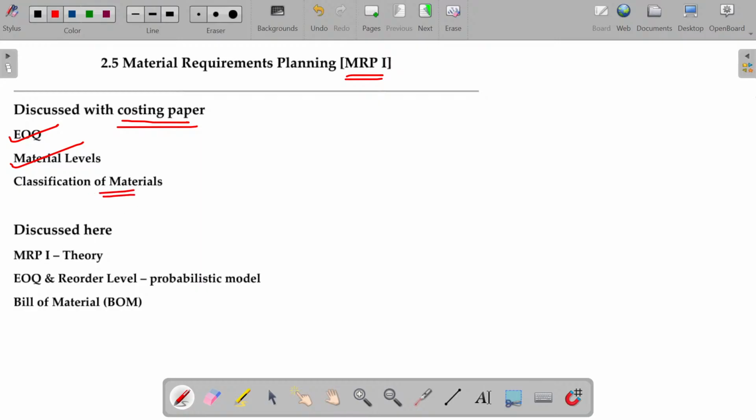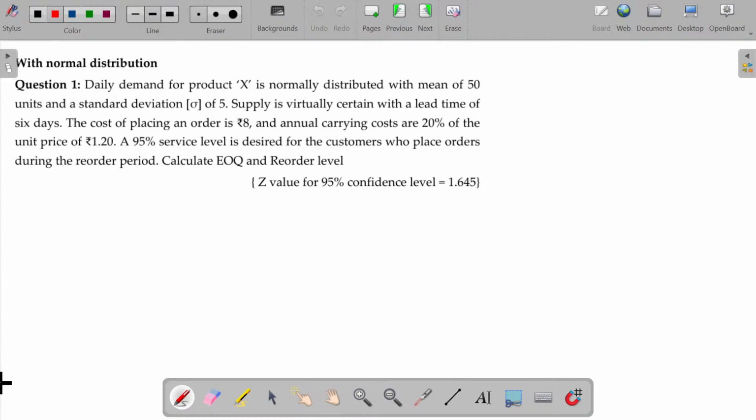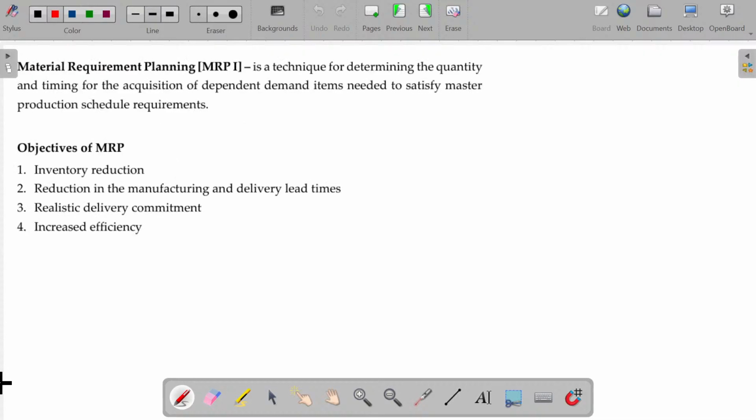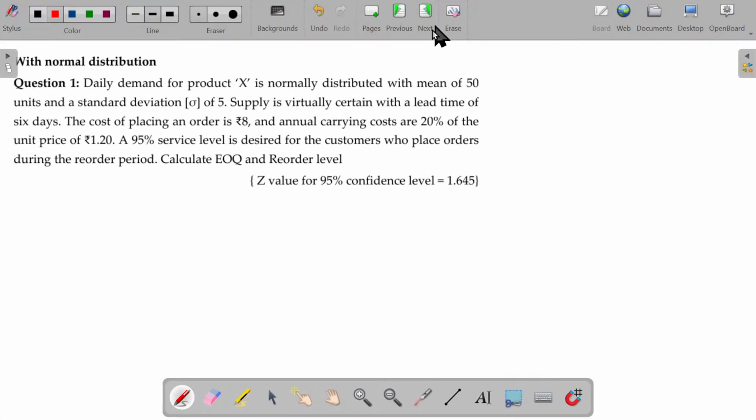In this second part video, we are going to discuss MRP 1 theory, EOQ reorder level under probability model, and bill of material, BOM. These three are going to be studied here. Okay, so we have completed all these things already. So MRP, material requirement planning, MRP 1 theory aspects. We'll directly go for this one.